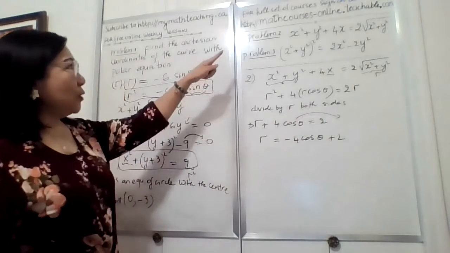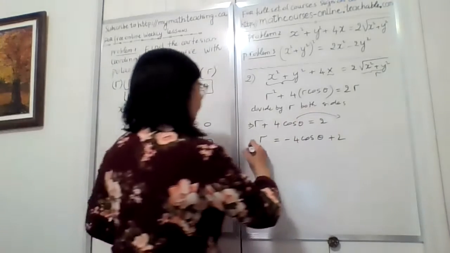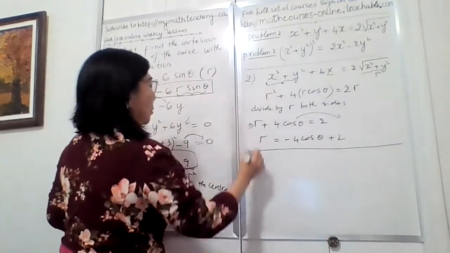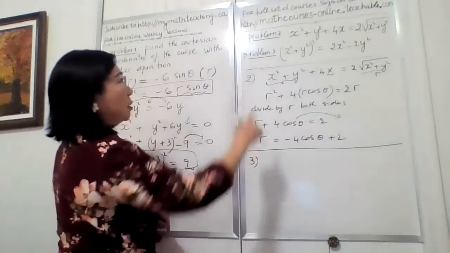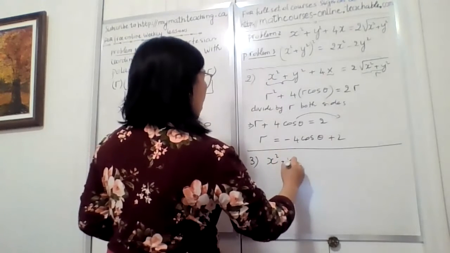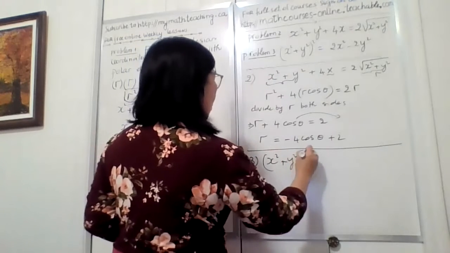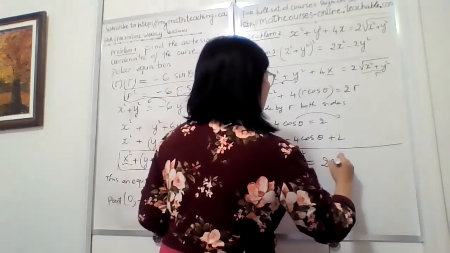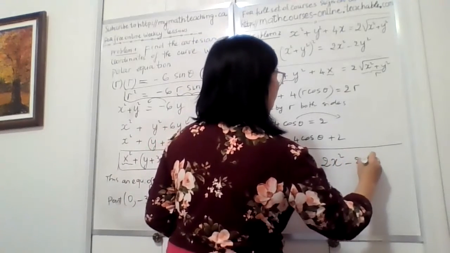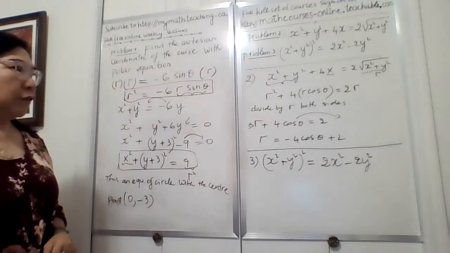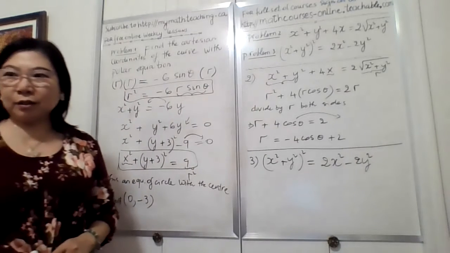Now I'm going to do problem 3. So this is problem 2, right? We're done with that. Now I'm going to do problem 3. So here we have x squared plus y squared, squared again outside, equal to 2x squared minus 2y squared. So how do we convert into polar equation?